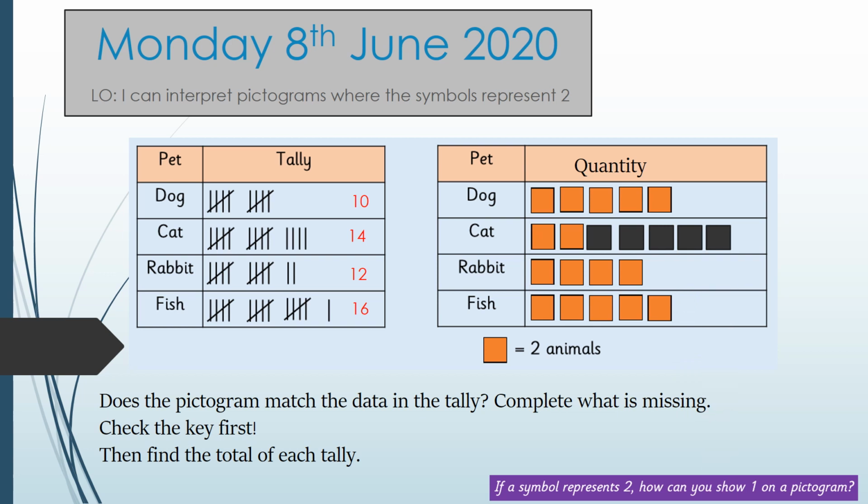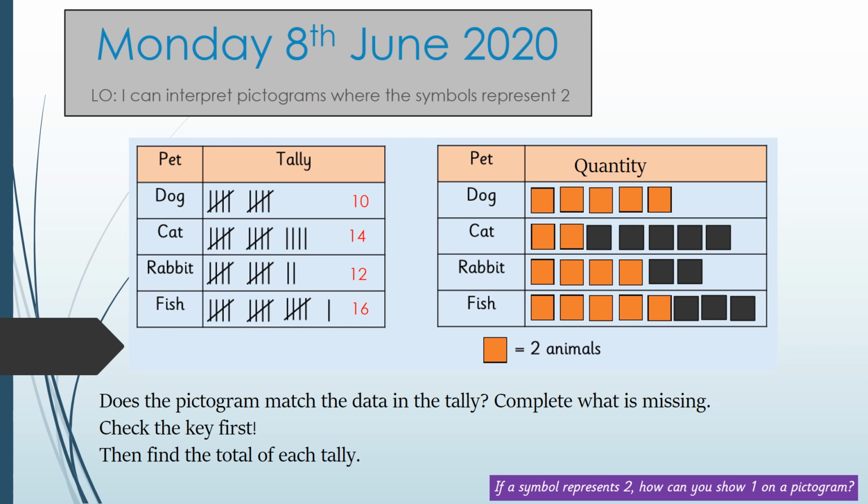Now let's have a look at the rabbits. 2, 4, 6, 8. Well, that's not quite 12, so we need some more. So we had 8, 10, 12. Now fish. 2, 4, 6, 8, 10. We need to make up to 16. So that was 10, 12, 14, 16. There we go. And now our pictogram should match the information in our tally.